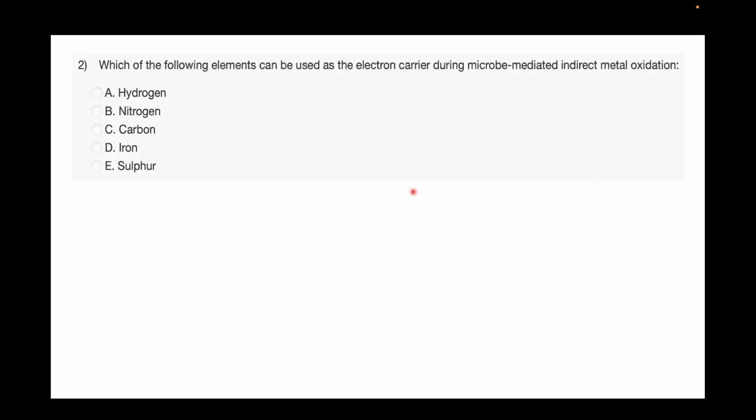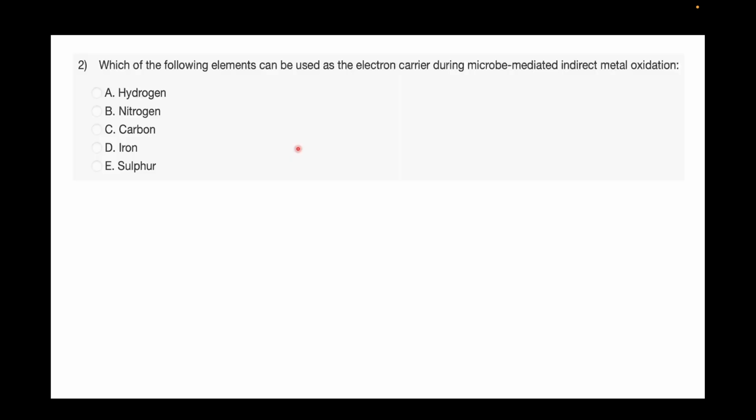Question number 2. Which of the following elements can be used as the electron carrier during microbe mediated indirect metal oxidation? This is also an easy question. If you have followed the previous question, you will be able to answer this. Follow up of the first question. Which of the following elements can be used as the electron carrier during microbe mediated indirect metal oxidation? Option A, hydrogen. Option B, nitrogen. Option C, carbon. Option D, iron. Or option E, sulfur.